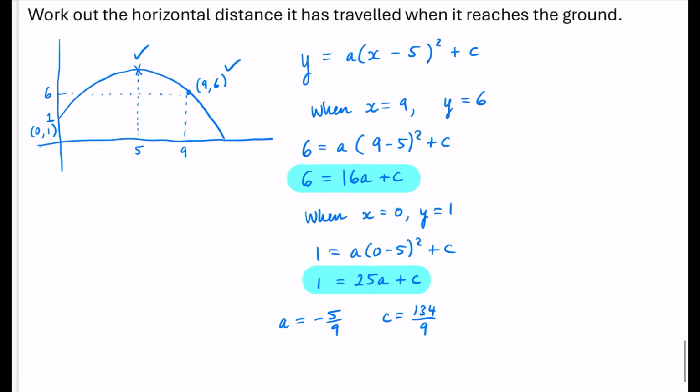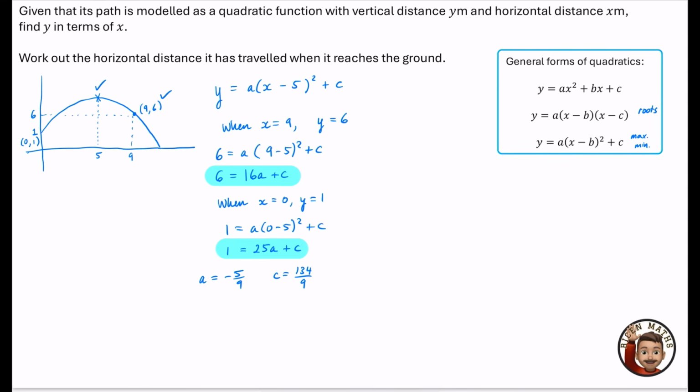134 over 9. So this means that our equation, using the one that we have at the top, is y equals minus 5/9 (x minus 5) squared plus 134 over 9. And it shouldn't be surprising that a was negative, because the path of a tennis ball being thrown is going to be one of those upside down n-shaped quadratics that we've got there. And we can see that the maximum point is 134 over 9. This height is 134 over 9. What's that? 14.888 meters. And we can see that that turning point is when x is equal to 5.